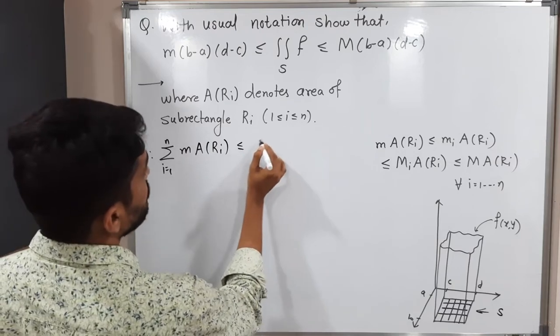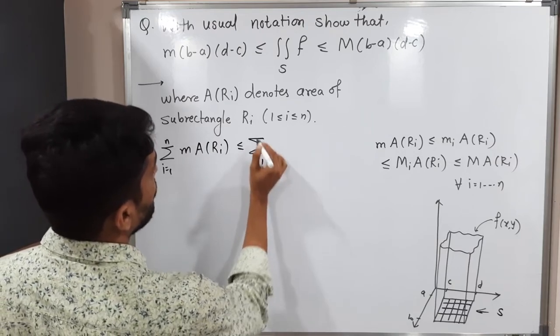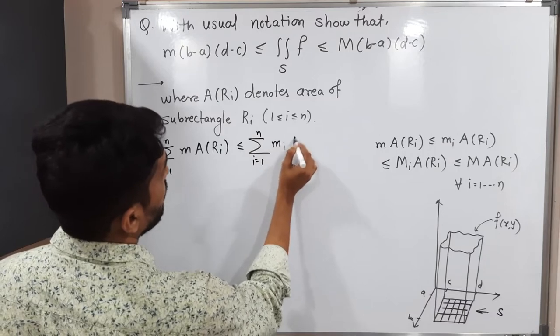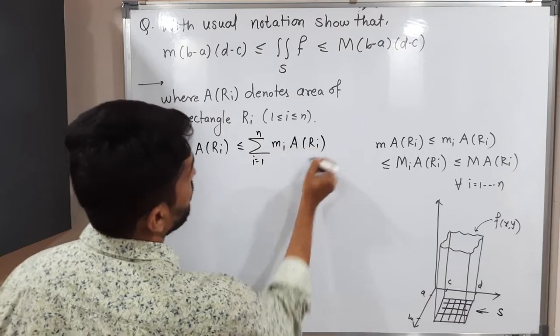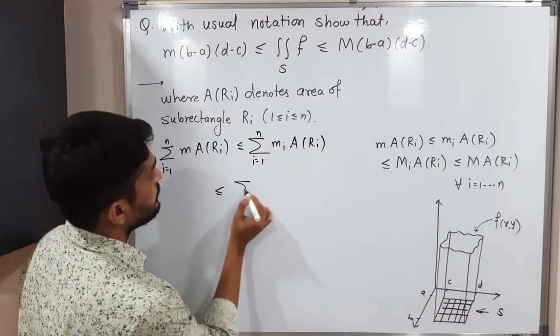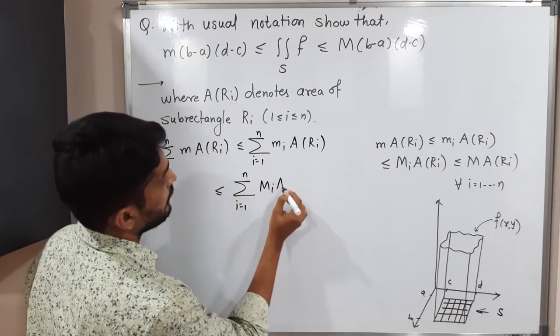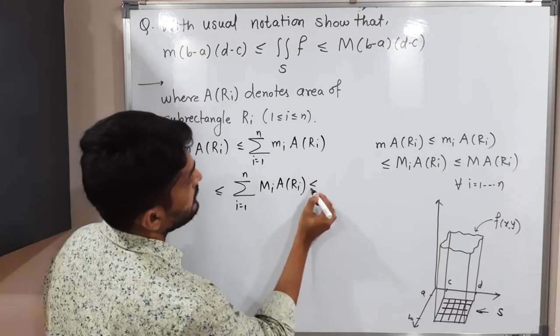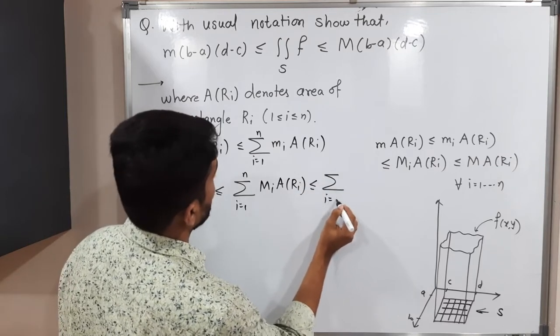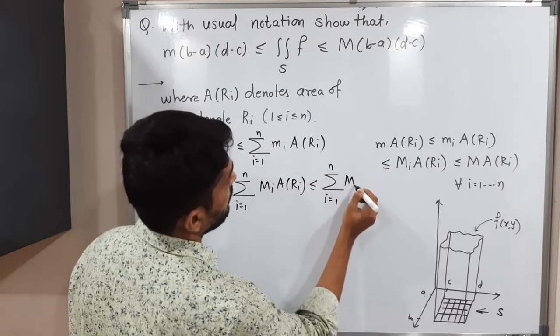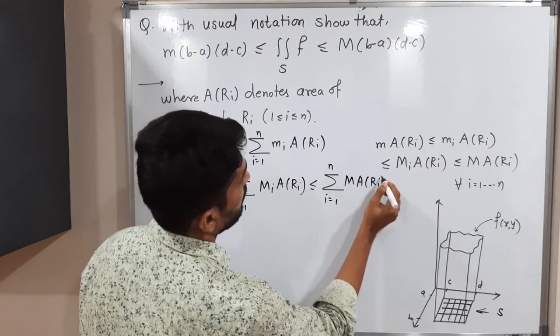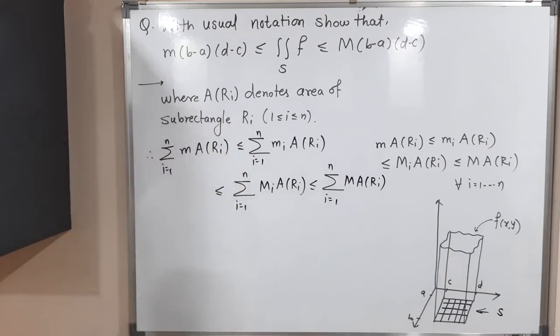less than or equal to summation i running from 1 to n, m_i area of R_i, less than or equal to summation i running from 1 to n, capital M_i area of R_i, less than or equal to summation i running from 1 to n, capital M area of R_i. Okay, so I took the summation of all sides. Okay, let me remove that.